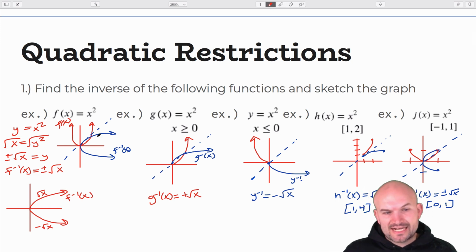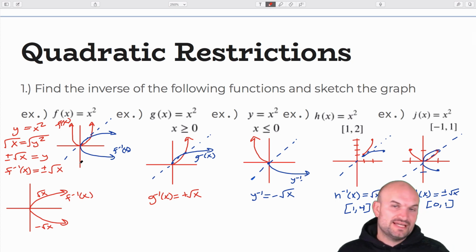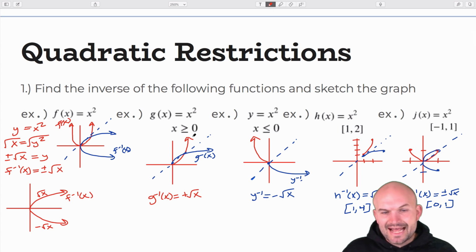So since our x squared was not invertible, its inverse was not a function. Basically what we did is we applied restrictions. So this is what we did in chapter one. Whenever we had a function that was not invertible, we applied restrictions. And the restrictions don't really change much when we're dealing with the inverse function.